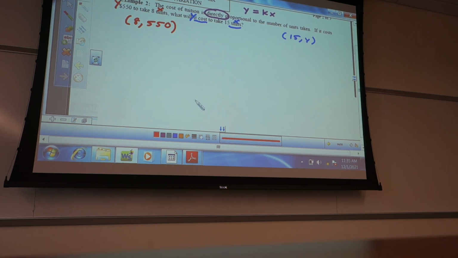All right, so then I said that I'm going to plug those. If you want to do the simplified thing where I said k is equal to y over x, so that's equal to 550 over 8. Is that easier, or is it easier to just plug it into the formula? I'm good with either one. You can do it that way, and you'll get, what do we get for that one? 68.75. Or you can plug it into the regular equation.